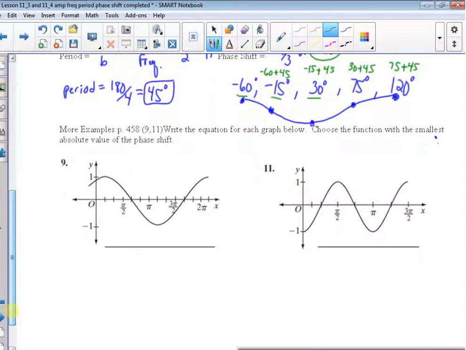All right, last two examples. Now, we are going to be asked to write the equation for each graph below. Choose the function with the smallest absolute value of the phase shift. So we're looking for the value that's closest to the y-axis. So is a sine curve or a cosine curve closest to the y-axis? In this case, I'd say maybe the cosine curve.